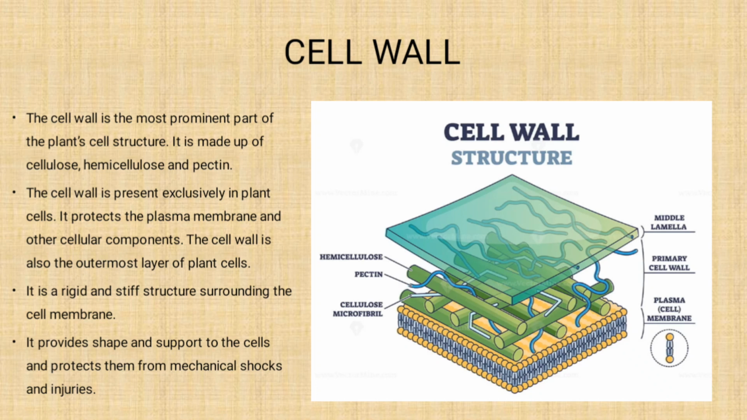As you can see in the picture right here, the cell wall is made up of cellulose. So you have the cellulose microfibril, pectin, and hemicellulose, and the cell wall is divided into three parts: the middle lamella, the primary cell wall, and the plasma cell membrane, the part that is attached to the plasma membrane.